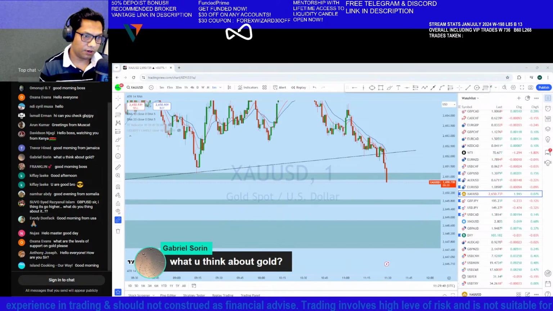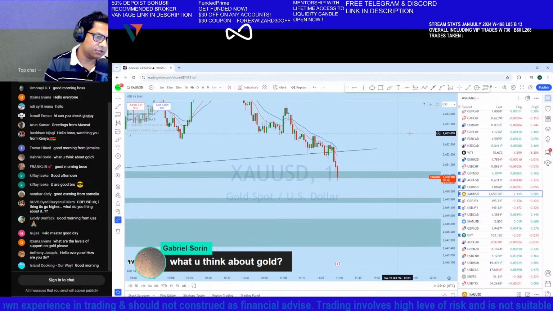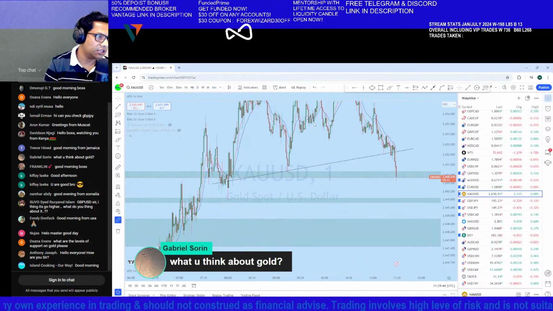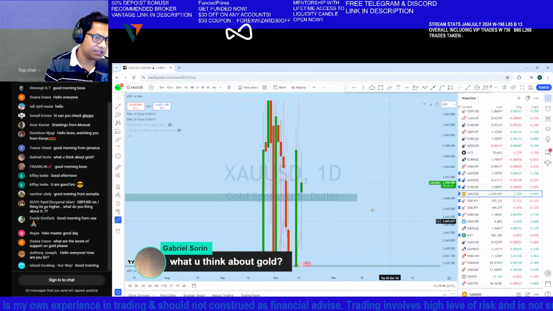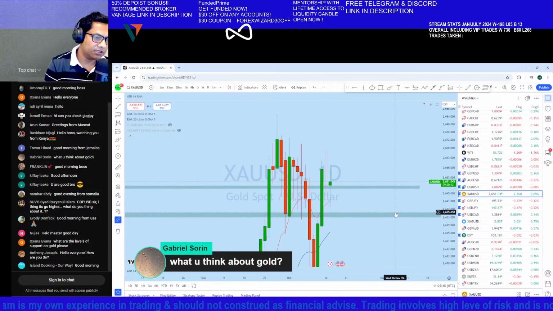We can see that the market started to trend. I will be waiting to see how the price reacts to this daily support level.